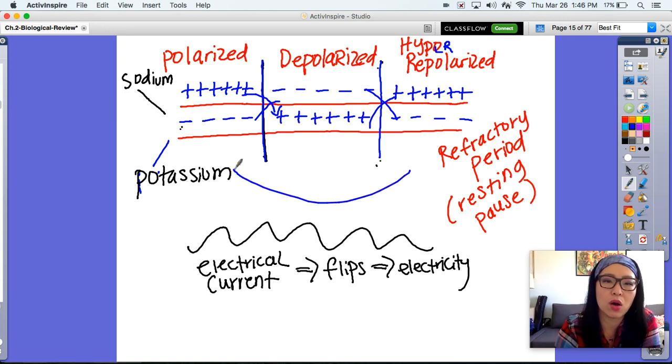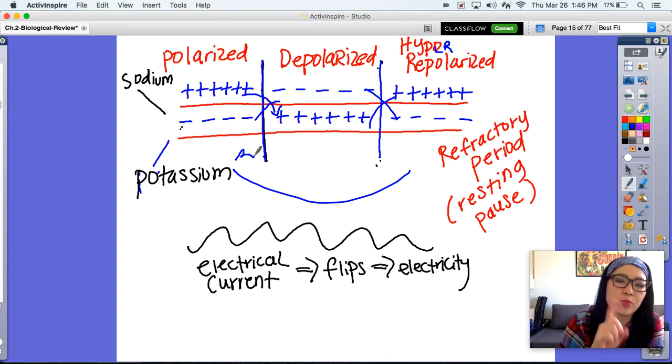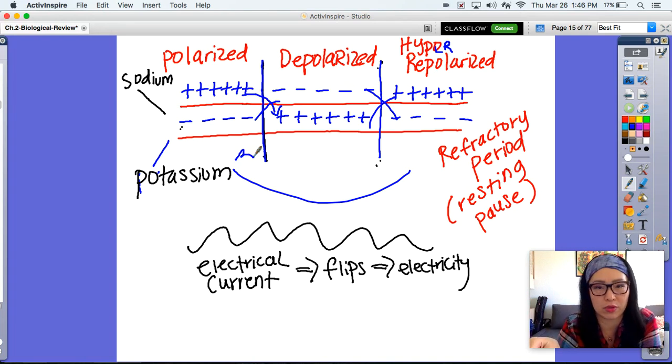So then it can go all the way back to being polarized again, and then it's going to fire and depolarize, hyperpolarize, then go back to polarize, depolarize, hyperpolarize. So hopefully that makes sense. And the whole sodium-potassium idea, the sodium-potassium pump, we had used a potato chip. So remember, on the outside, the potato chip is salt, which is essentially sodium, and then the inside is made out of potatoes, which is potassium. So that's kind of how we represented that whole process.